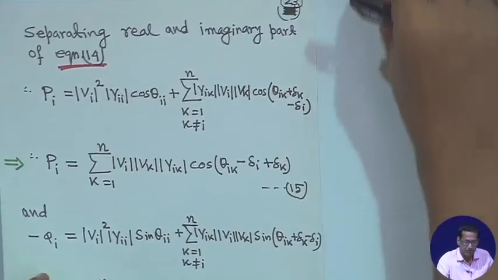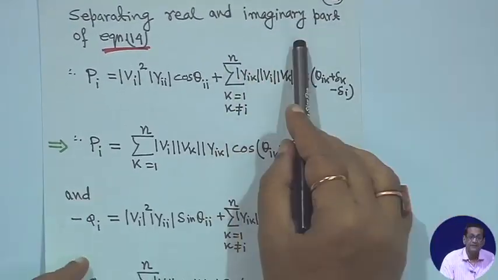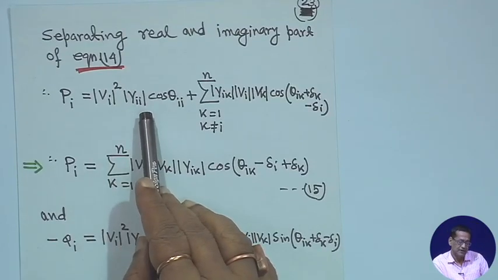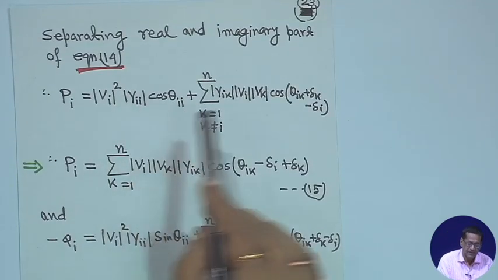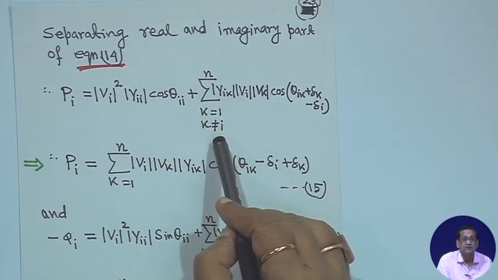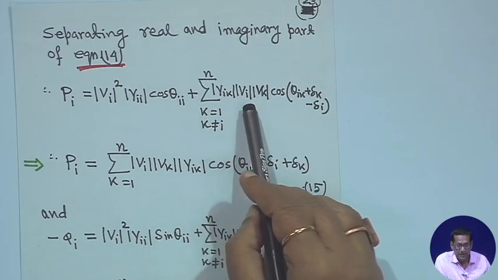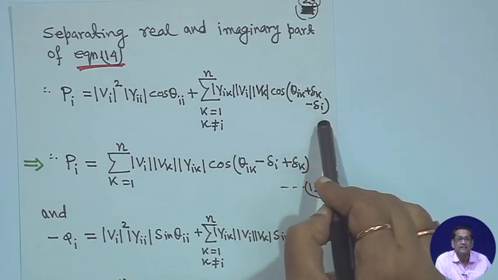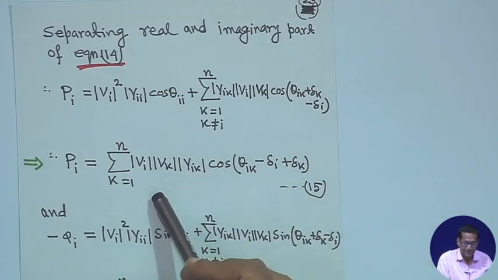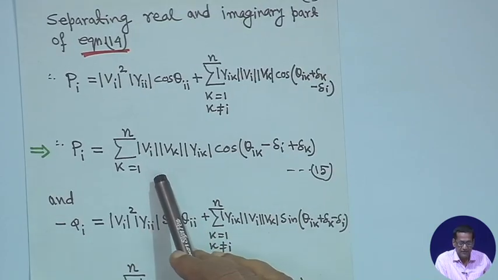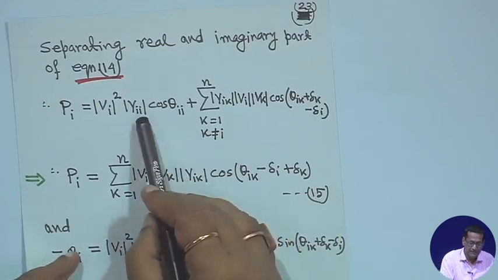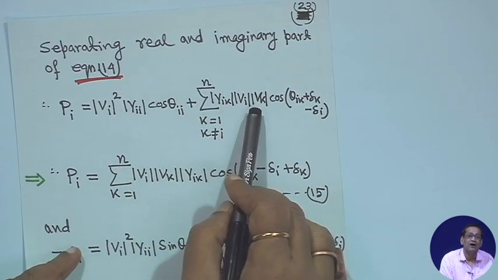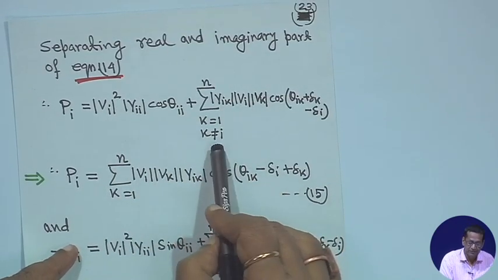Then, separating the real and imaginary parts, for P_i you will get |V_i|^2 |Y_ii| cos θ_ii plus the sum over k = 1 to n, but k not equal to i, of |Y_ik| |V_i| |V_k| cos(θ_ik + δ_k − δ_i). That means this term is taken out of the sigma, the summation, because it is the ith term. That's why k is not equal to i.